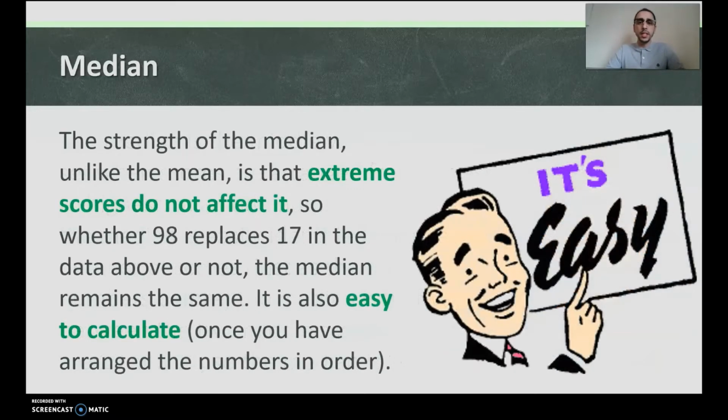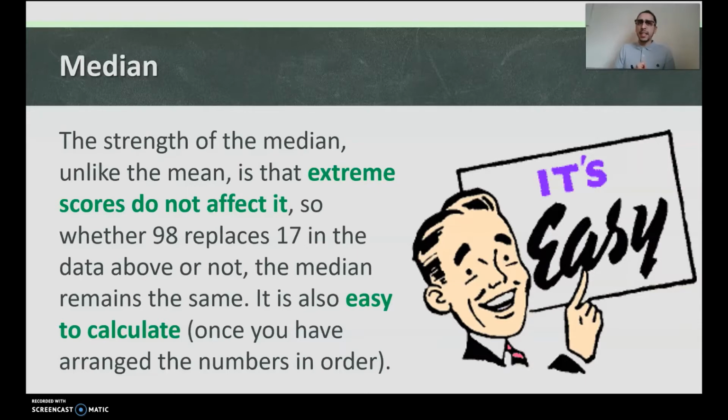There are strengths and weaknesses for using the median as well. The strength of the median, unlike the mean, is that extreme scores do not affect it. Whether 98 replaces 17 in the 10 numbers we had at the beginning or not, the median remains the same. It is also easy to calculate once you have arranged the numbers in order.